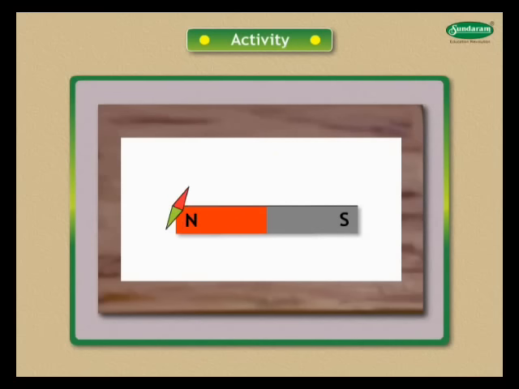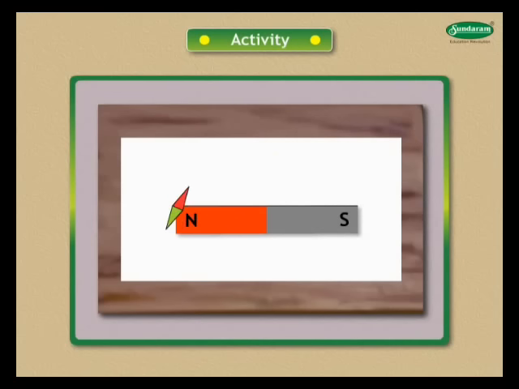Go on marking till the needle comes to the other end or pole. Draw a smooth curve using dots. Repeat the process to plot other smooth curves as shown. Let us see what is meant by magnetic lines of force.